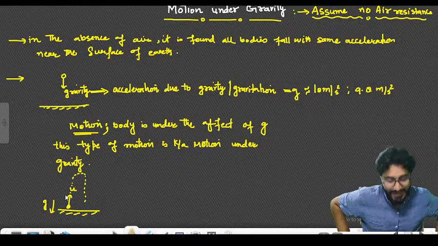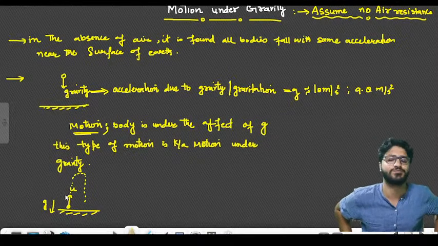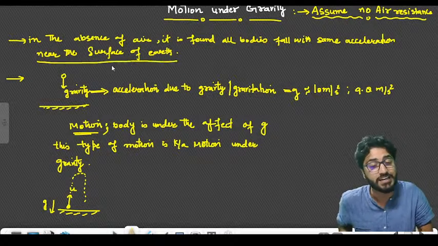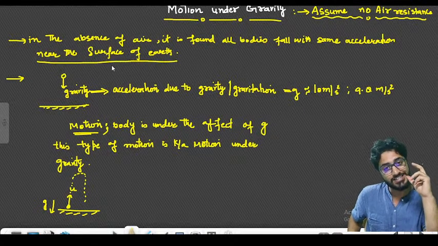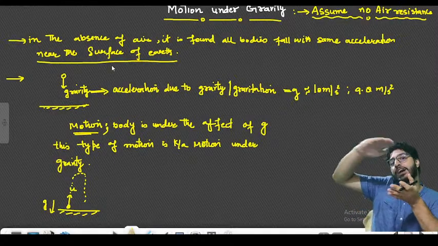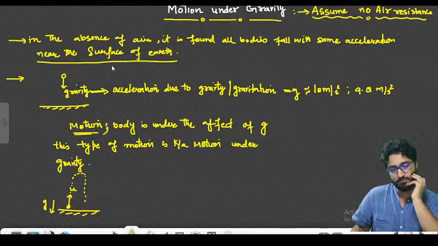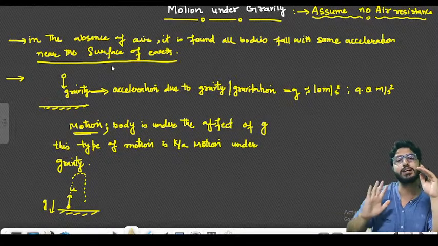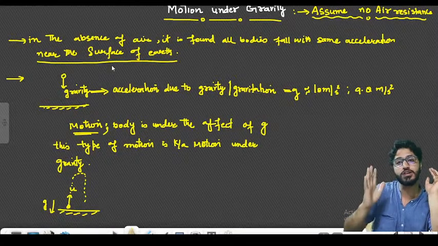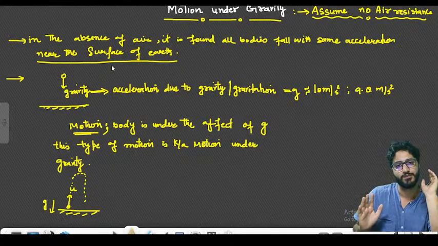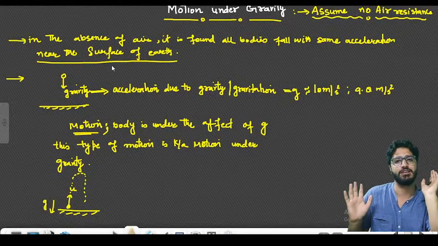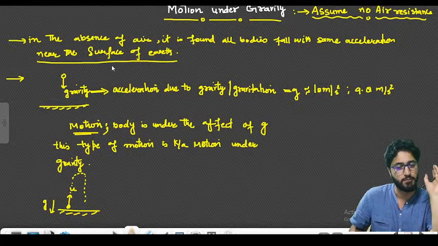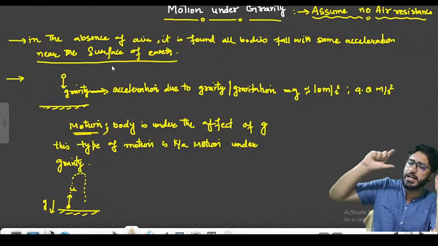Yes, acceleration depends on height. That's why I wrote here near the surface of Earth. g is constant only up to a certain height. When we start gravitation, I will show you. If we go beneath the Earth, g will vary. If we go above the Earth, g will vary. If we go to the South Pole or North Pole, g will vary. Due to the spin of the planet, g will vary. g is not fixed always, but we assume that up to a certain limit, g is constant.